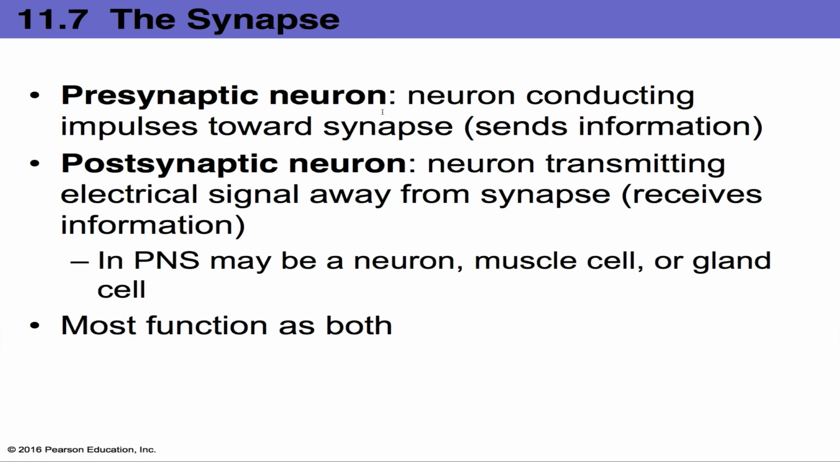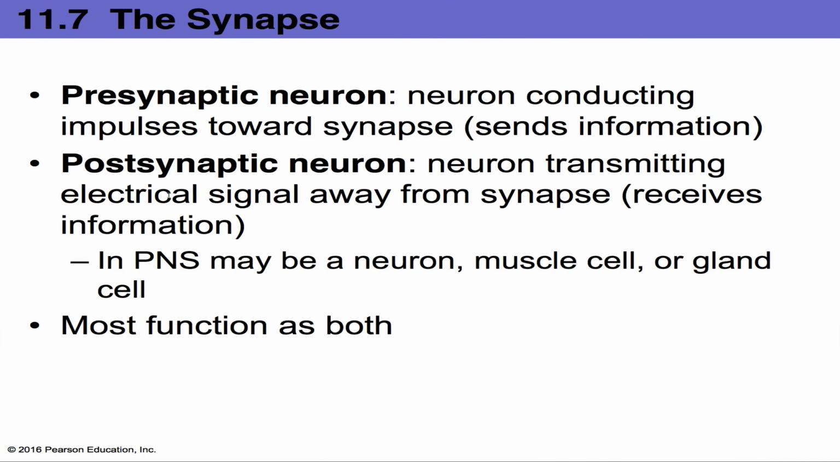Presynaptic neurons are the neurons that are conducting impulses towards a synapse, so they're sending information. When you look at this term right here, presynaptic, this prefix pre means before. So again, these are the neurons that come before the synapse, and the electrical impulse is traveling away from the cell body, so it's sending information out of this neuron.